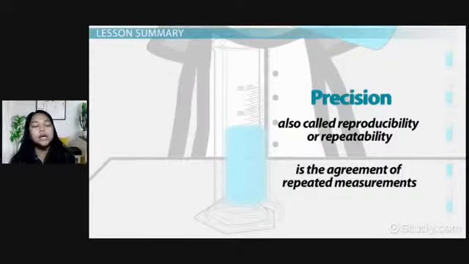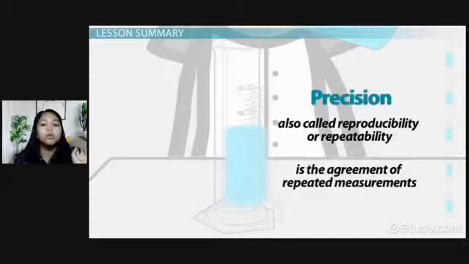Pero yung accuracy is how close it is to the actual value. Okay, how close to the actual value. So pwede kang maging precise without being accurate. Pwedeng pare-parehas lagi yung inyong measurement pero hindi ka accurate. Okay, so it is possible that your measurement is precise but inaccurate.